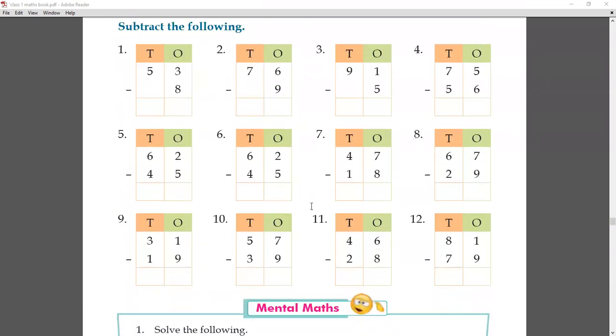Now do the exercise. Exercise number 8. Subtract the following. Look at this. Yes. Can we subtract 8 from 3? Can we subtract 8 from 3? No. That's why we carry 1 digit from 5. So here is 13. And what comes before 5? 4. That's why we write 4 here. Okay. Then 13 minus 8. Yes, take your 8 fingers and count backward. So what comes before 13? 12.